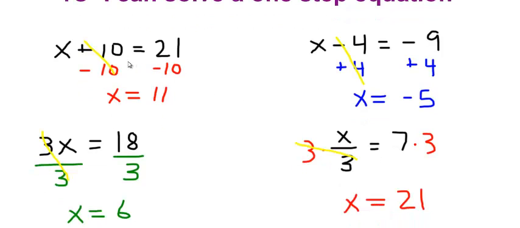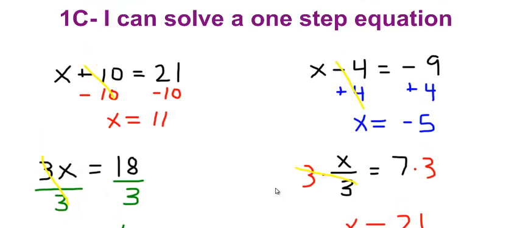Here we see that on the upper left-hand side, if we subtract 10 from both sides, we get our solution of x equals 11. On the upper right-hand side, you can see that if we add 4 to both sides, we get x equals -5. Down on the bottom left in green, you can see that if we divide by 3, we get our solution of x equals 6. And on the bottom right, you can see that if we multiply by 3 on both sides, we get our solution of x equals 21. Again, if you need more help or more practice here, you can review by watching the 1C and D video.